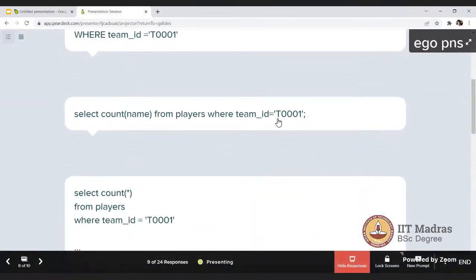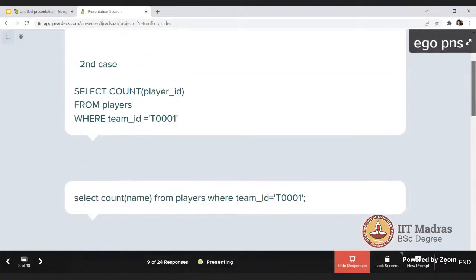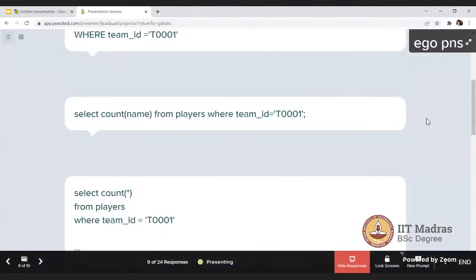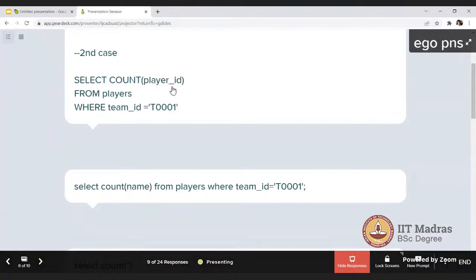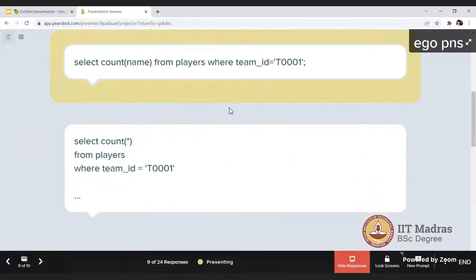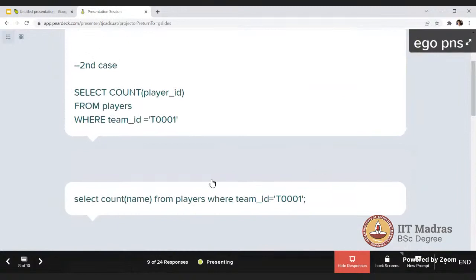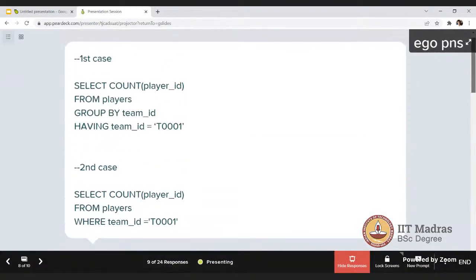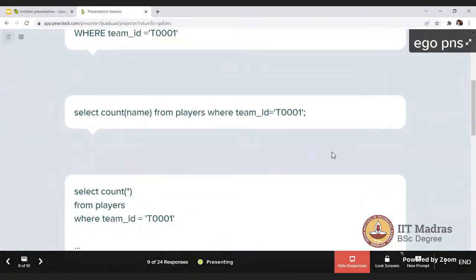Count name from players where team ID. See, here we have used player_ID, and here we have used name. Will it give the same output? What if two players have the same name but different player ID, and belong to the same team? In that case, the count will be different, right? It will change the count. So this is not the correct one.